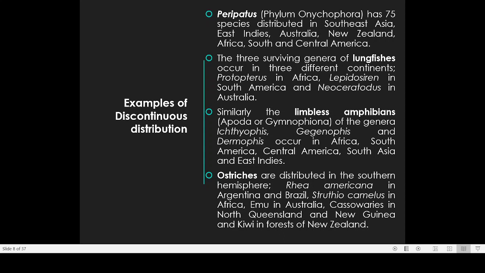Then another example is the limbless amphibians. We have examples like Ichthyophis, Gegeneophis, Dermophis. These animals are present in Africa, South America, Central America, and South Asia. I will show you an example.